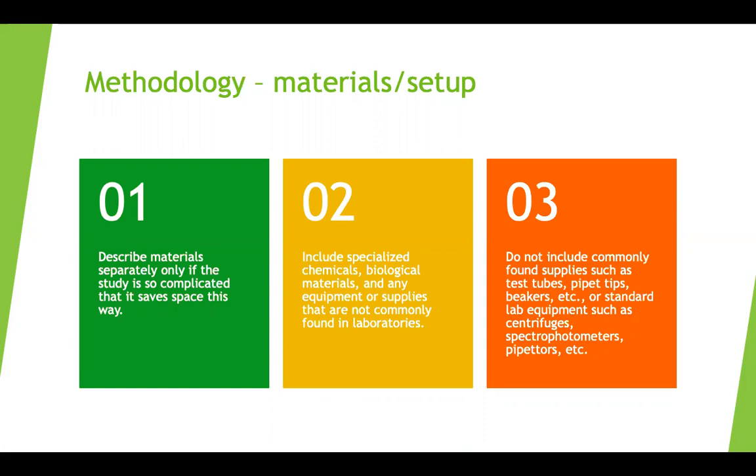In materials or setup, you would describe the materials separately only if the study is so complicated that it saves space this way. You should include specialized chemicals, biological materials, or any equipment or supplies that are not commonly found in laboratories. Do not include commonly found supplies such as test tubes, pipette tips, beakers, etc., or standard lab equipment such as centrifuges, pipettes, and other equipment.